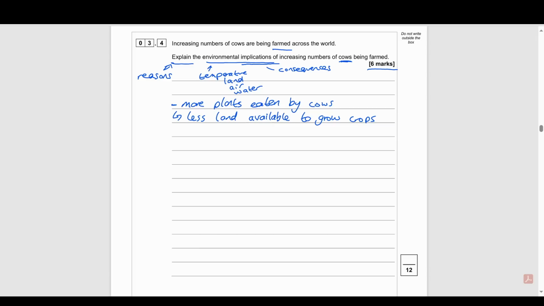Okay, next point. Cows are animals, just like humans. They're going to respire. When they respire, just like humans, they will release carbon dioxide into the atmosphere. So if there are more cows being farmed, there'll be more carbon dioxide released from them into the atmosphere.